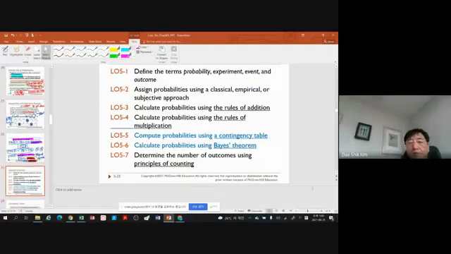Now I move to contingency table, and Bayes theorem and so on. Any question regarding here? Rule of addition, rule of multiplication. You need to understand clearly what it means for independent or dependent, and mutually exclusive or not mutually exclusive. You need to understand the terminology clearly.